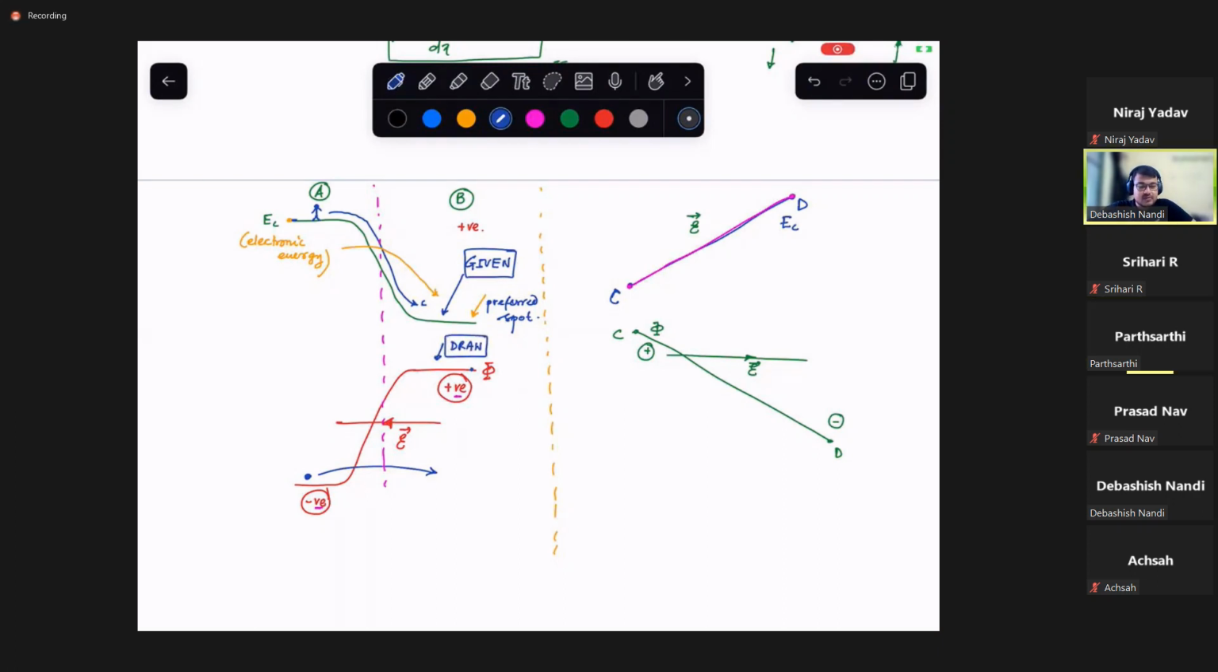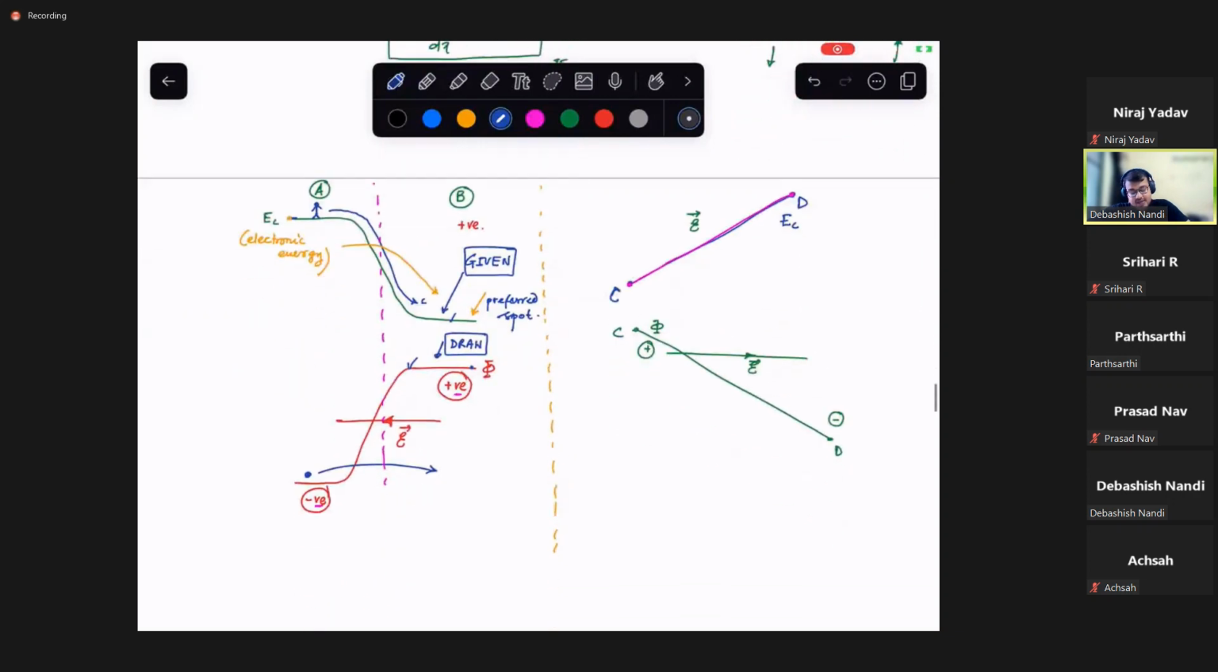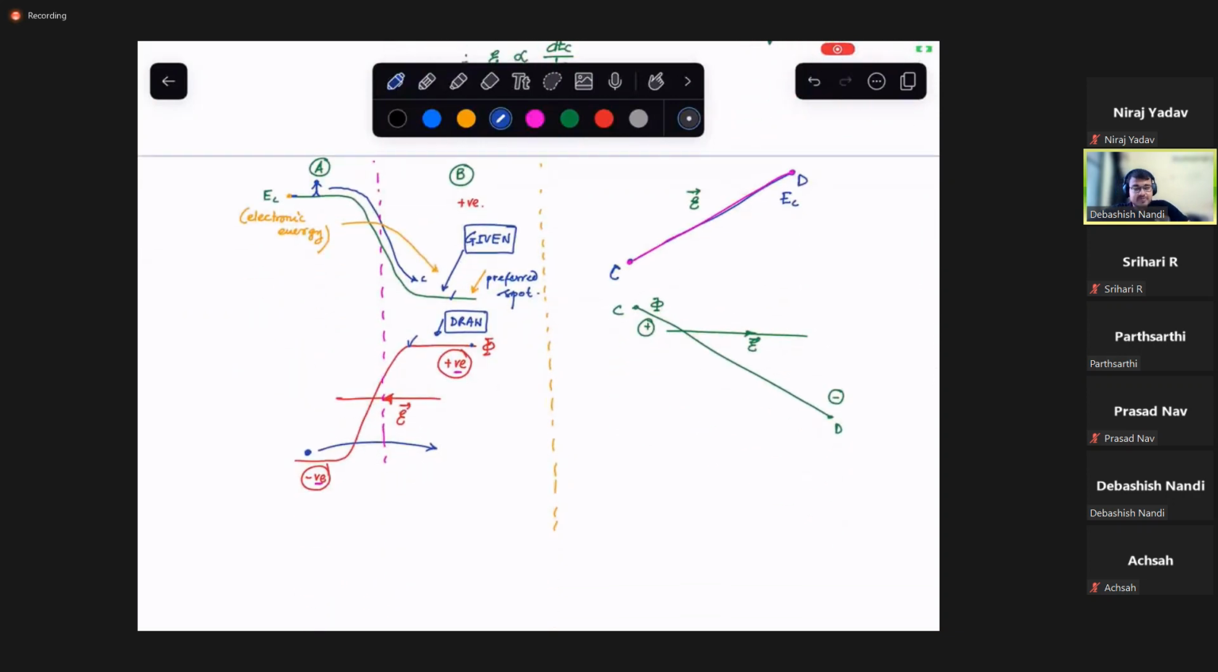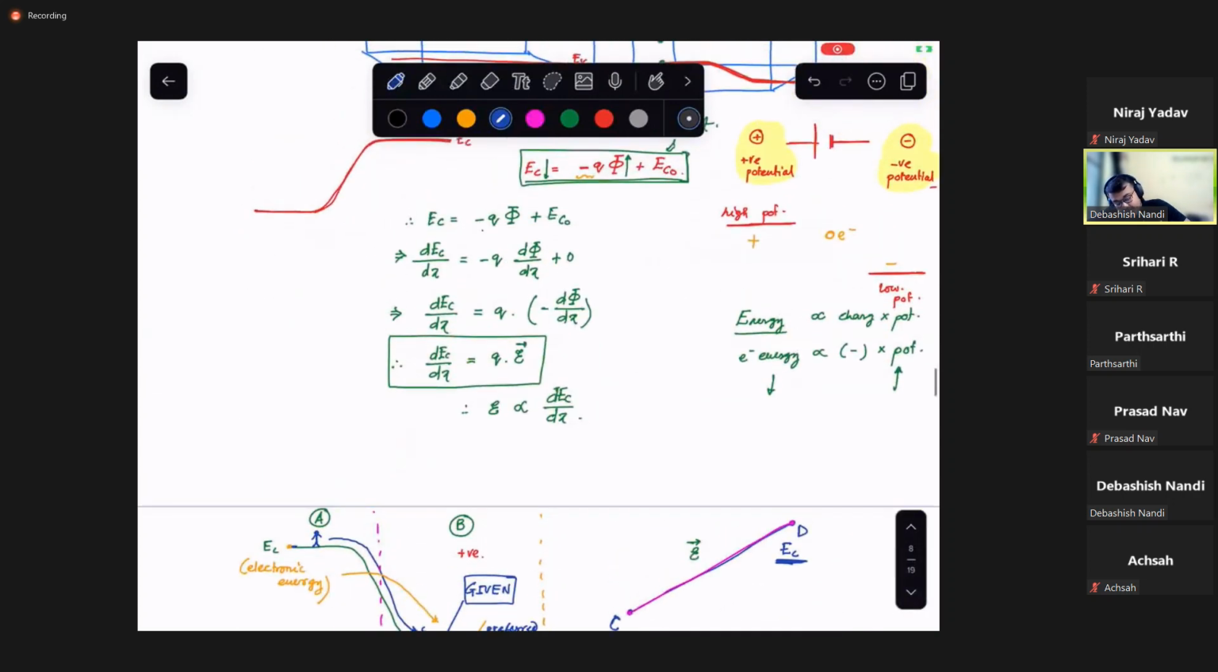Do you get it? This green curve is given, and from that I draw the red curve directly. Where the green curve is higher, the red becomes lower, and where lower, it becomes higher. Every curve just becomes opposite. When you go from electronic energy to potential, there is a minus sign, and this minus sign makes the plot just opposite.